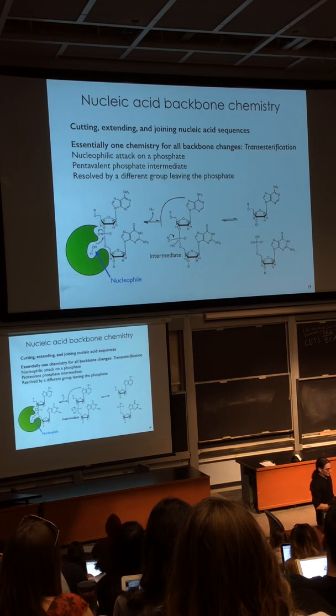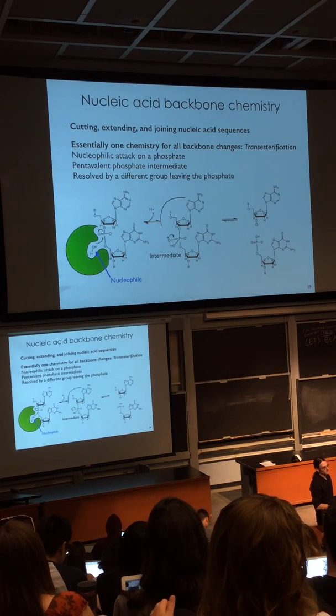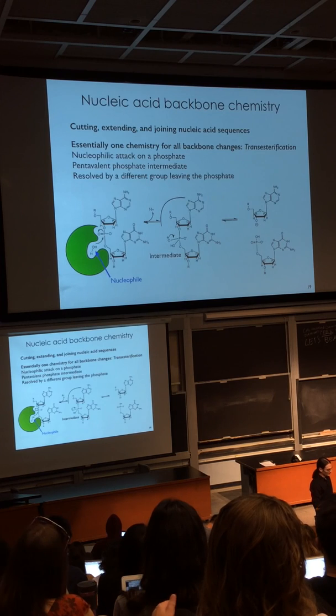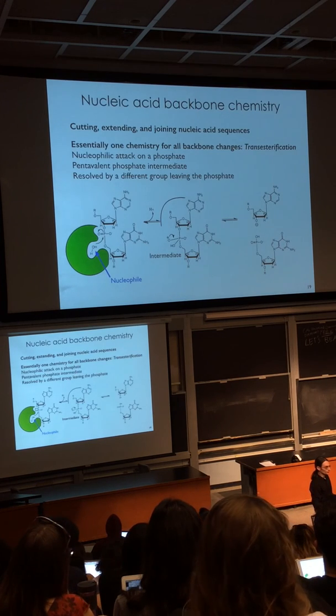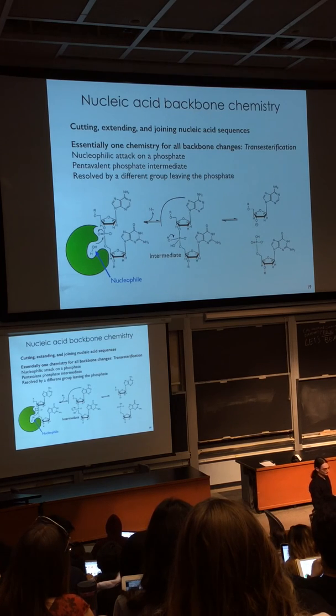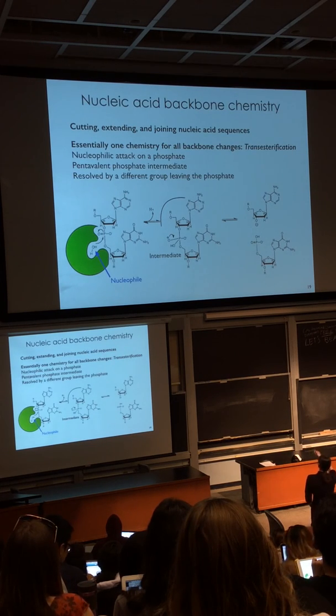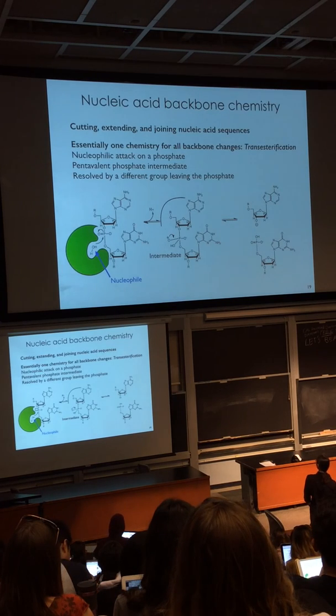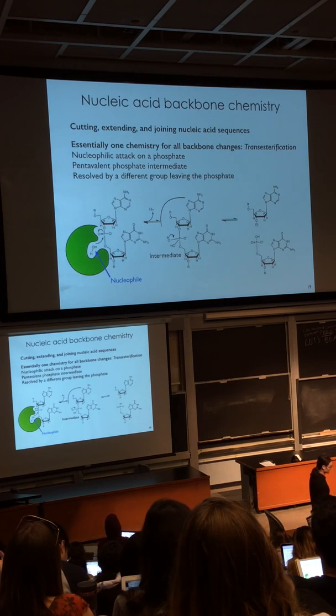And so that leads into the general question about nucleic acid backbone chemistry. There are a lot of related chemical reactions that the cell uses to cut the backbone of DNA or RNA, to extend it, or to join two strands together. Essentially all of these have a single basic chemical reaction going on, this transesterification reaction. It's definitely worth learning in detail, because this same basic pattern comes up again and again in molecular biology of DNA and RNA.